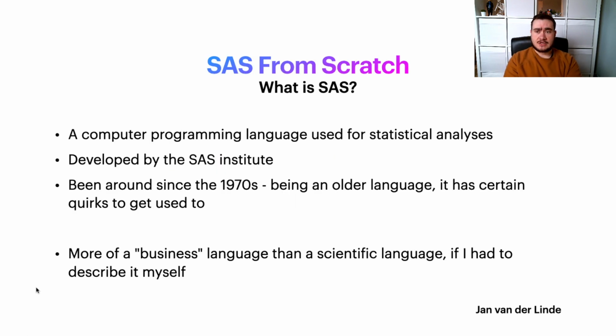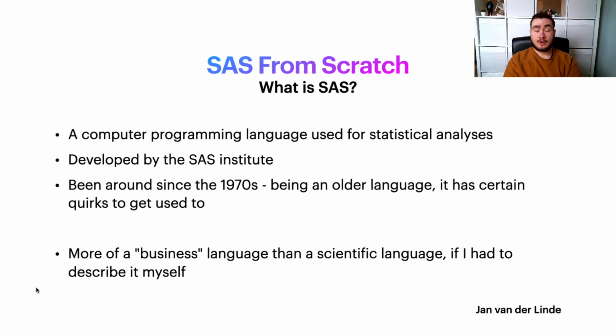Okay, so let's ask ourselves, what is SAS? It's a computer programming language that is used for statistical analyses. It was developed by the SAS Institute in the 1970s. It's been around since then, since when computers were as big as a house. It used to run on punch cards, mainframes, all of that old stuff. If you know about it, that's how long it's been around.